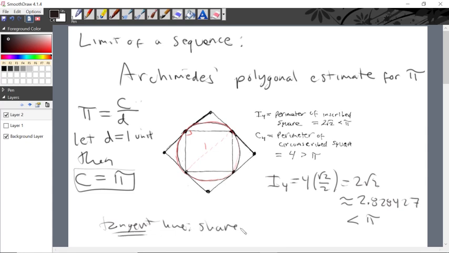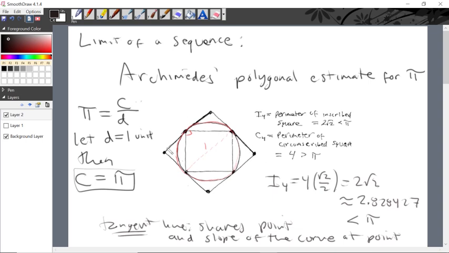Okay? A tangent line shares a point and it shares the slope of the curve at that point. So this is a tangent line right here, right? It has the same slope and the same point as the circle right there, and this is a tangent line right there, okay?